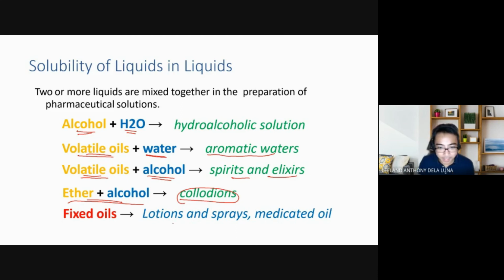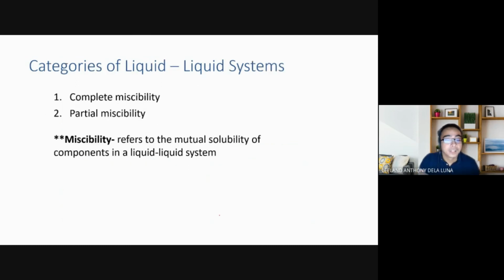Right? So fixed oils naman are examples of which are lotions and sprays, medicated oils. Okay? So ang categories, class, ng liquid-liquid system natin or liquid-liquid solubility, dalawa lang naman yan, eh. Dalawa lang sabihin na dyan. Is it completely miscible or partially miscible?